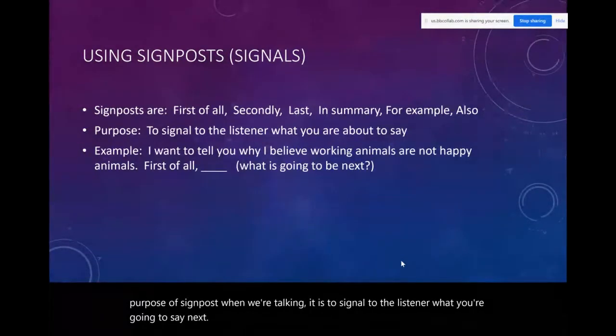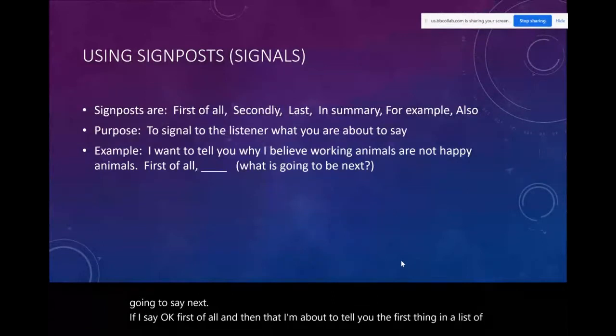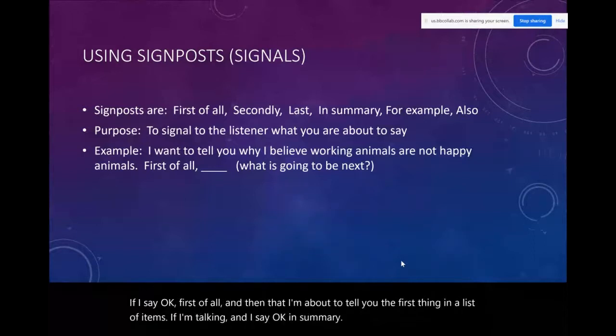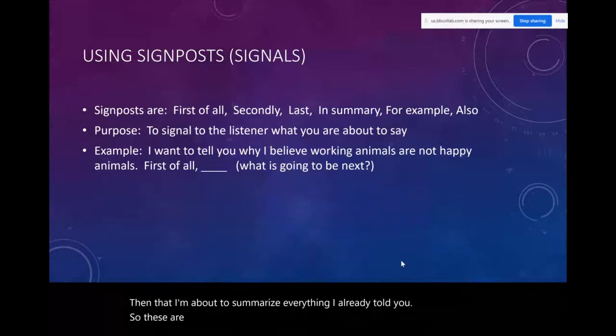Okay, so if I say, okay, first of all, then you know that I'm about to tell you the first thing in a list of items. If I'm talking and I say, okay, in summary, then you know that I'm about to summarize everything I already told you. So these are signals that we need to use in our speech.